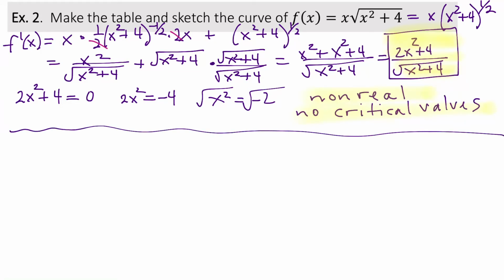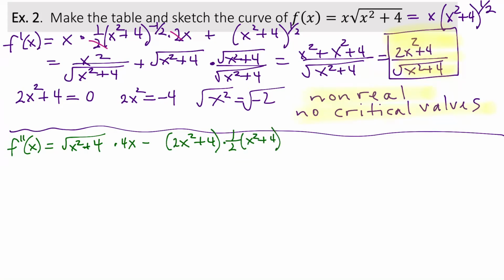Now let's take the second derivative and find out whether we have any inflection points. We're going to use the quotient rule on the first derivative. So we've got the bottom times the derivative of the top, minus the top times the derivative of the bottom, chain rule, divided by the bottom squared, which would just be x squared plus 4.